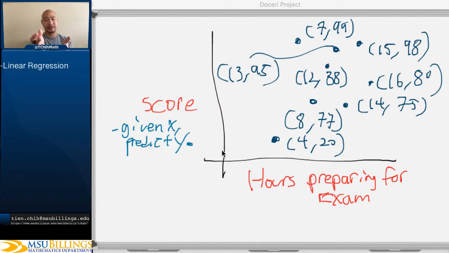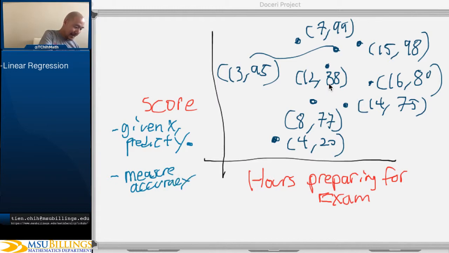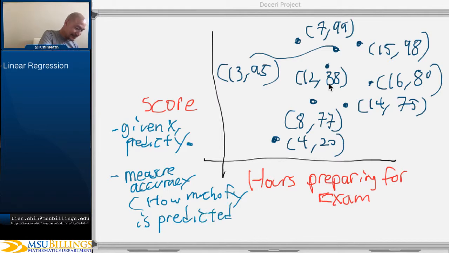Right, given some number of hours to prepare for an exam, we'd like to know what the likely score is going to be. We want to measure the accuracy of the prediction. And last but not least, related to measured accuracy, so it doesn't get its own bullet point, is how much of y is predicted by x.